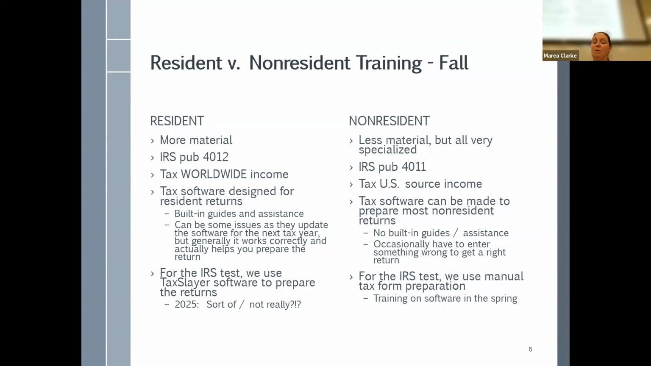Now, normally for the IRS test, for the non-resident side of the world, we're not going to talk about software. We're going to do everything by hand. We're going to use PDFs and fill them out. We're not going to do anything in the tax software. For residents, we generally will use the software to help us prepare returns during training. It's built for it, it's designed for it, it makes our life easier. And once it's validated, then we can rely on it to help us out.